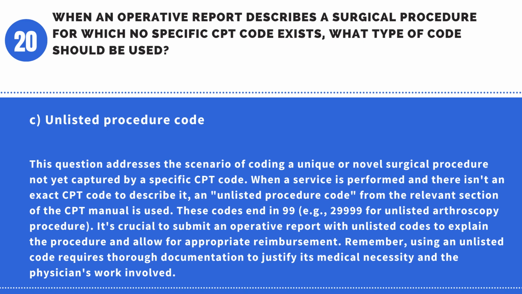These codes end in 99, e.g., 29999 for unlisted arthroscopy procedure. It's crucial to submit an operative report with unlisted codes to explain the procedure and allow for appropriate reimbursement.